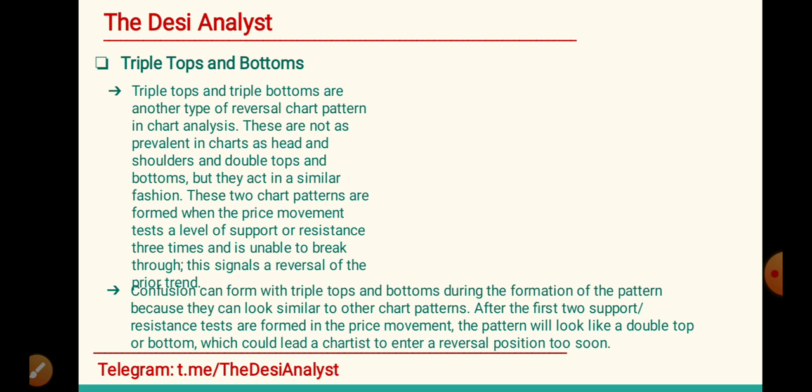Confusion can form with triple tops and bottoms during the formation of the pattern, because they can look similar to other chart patterns. After the first two support or resistance tests are formed in the price movement, the pattern will look like a double top or bottom, which could lead a chartist to enter a reversal position too soon. But we shall wait for the breakout or breakdown.